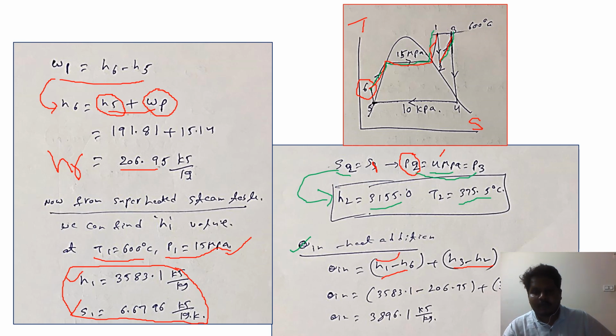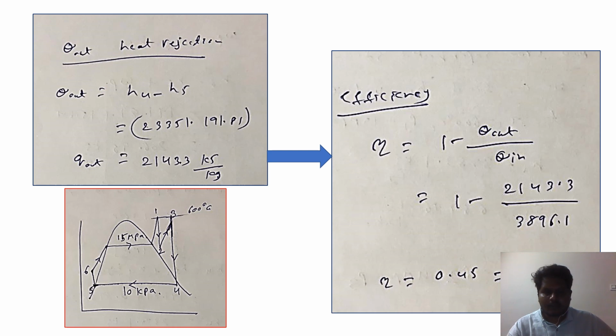So here we know the values of H1, H6, H3, H2. Once you substitute all the values, we can find the heat addition in process 6 to 1 plus process 2 to 3. Now let us find the heat rejection in the process 4 to 5. So Q out equals H4 minus H5. We know the values of H4 and H5. So the answer is 2143.43 kilojoule per kg.